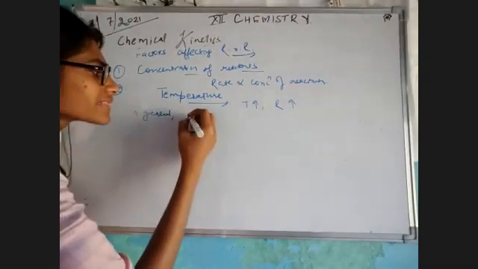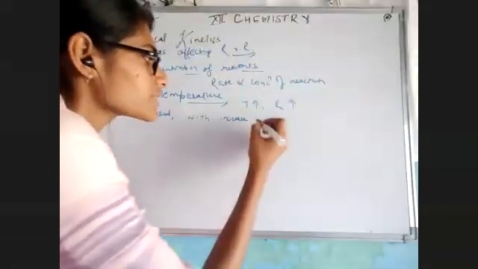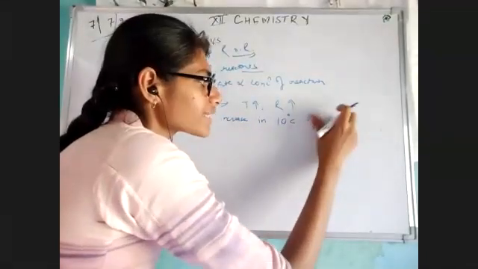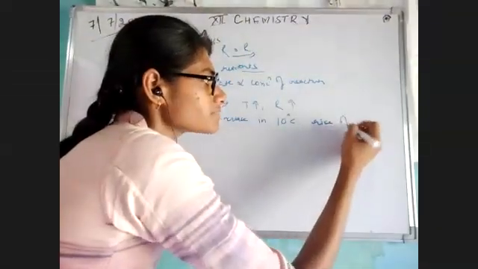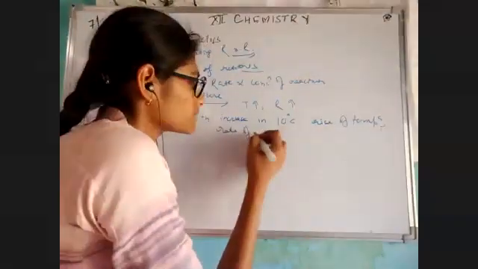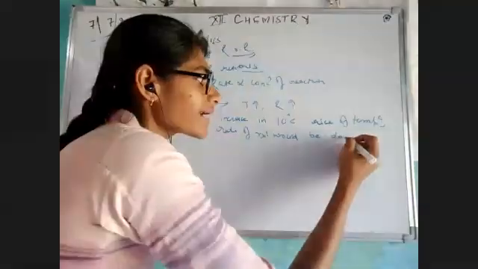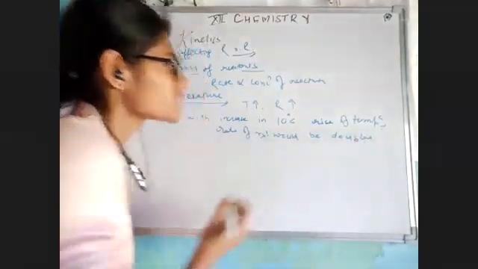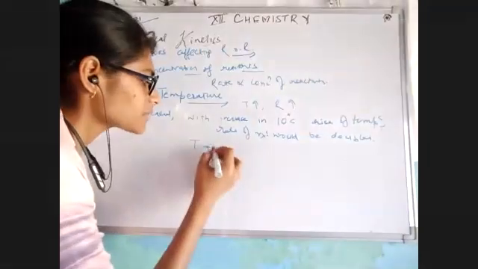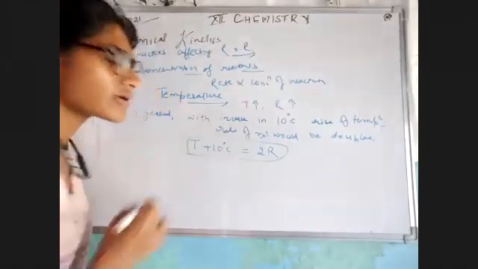it is observed that with a 10 degrees Celsius rise of temperature, my rate of reaction would be doubled. Listen again. In general, it is observed that if my temperature is increased by 10 degrees, my rate of reaction would be doubled. That means at T plus 10 degrees Celsius, the rate would be twice. Am I clear or not?